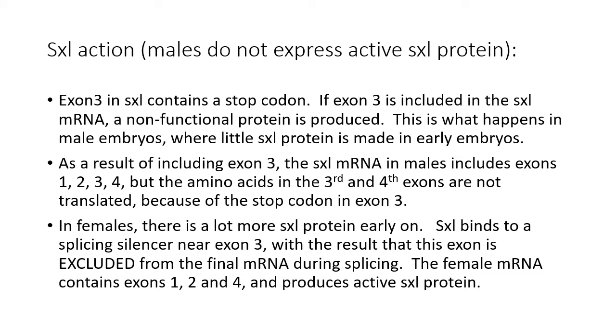Okay, summarizing what I just said, if exon 3 is included in the mRNA, you will produce a non-functional protein. So males do that because they don't have a mechanism in place to skip exon 3, which has the stop codon in it. So the male form will have exons 1, 2, 3, and 4, but the fourth exon is not translated because of the stop codon at exon 3. In females, we exclude exon 3, and that gives us an active final mRNA, which contains all the exons except 3, and that produces the active sex lethal protein.